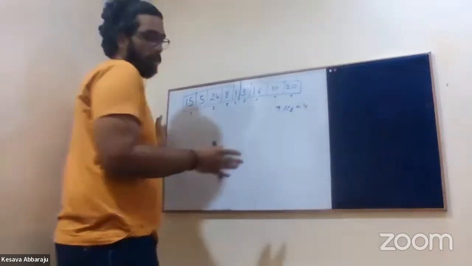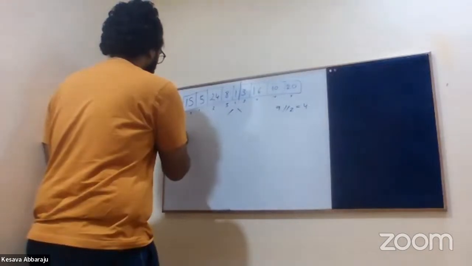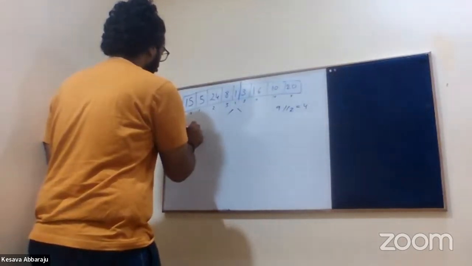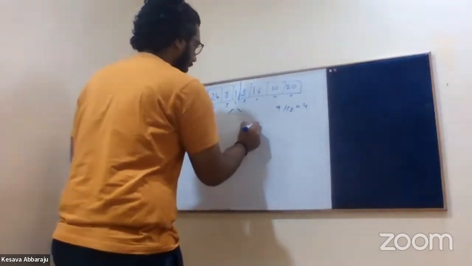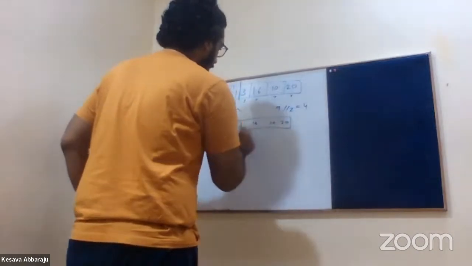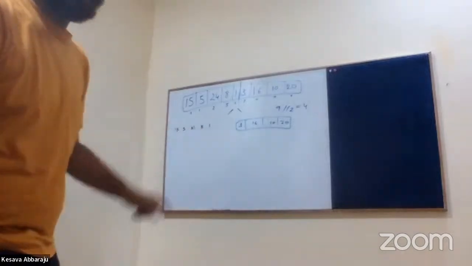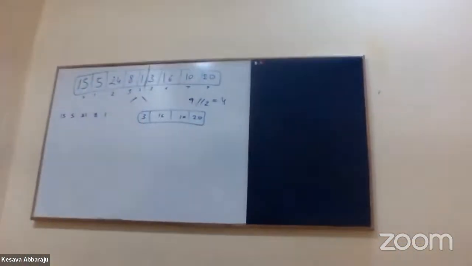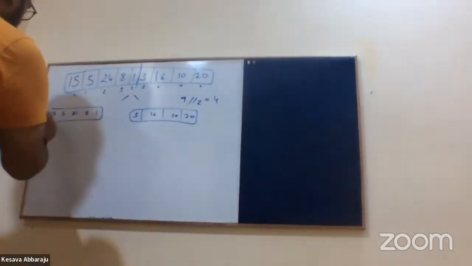I'll divide them into two halves. It will be 15, 5, 24, 8, 1 here, and 3, 16, 10, 20 here. I want to continue this process until I get sublists of size 1. So every sublist should be of size 1. So I'll continue this.